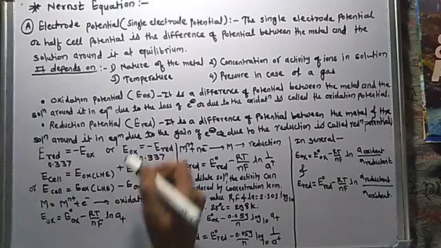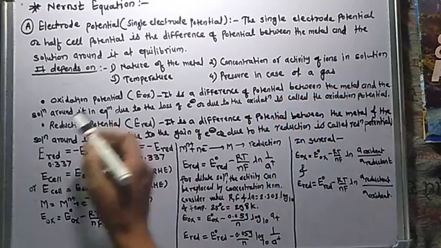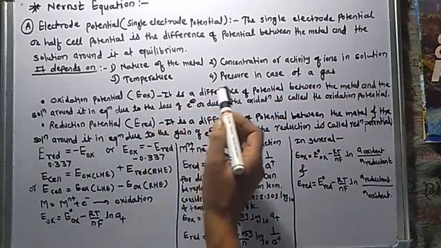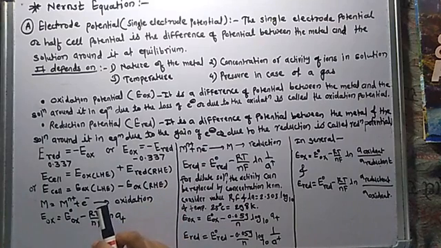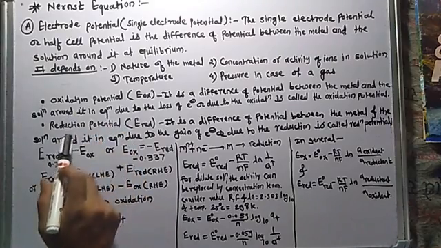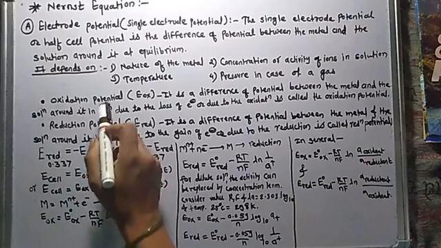So it depends on the nature of the metal, the concentration or activity of ions in the solution, third the temperature, and also on pressure in the case of a gas. These are four different factors on which the single electrode potential or half cell potential depends. Also, the single electrode potential is considered as oxidation potential and reduction potential. Let us see what oxidation potential and reduction potential are. We see the first, oxidation potential.